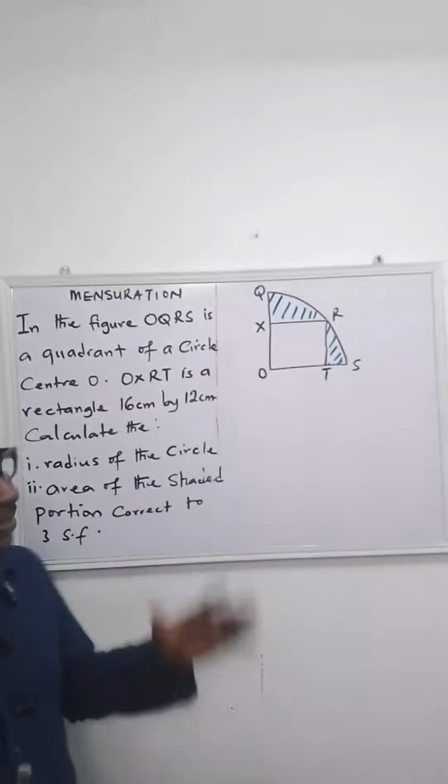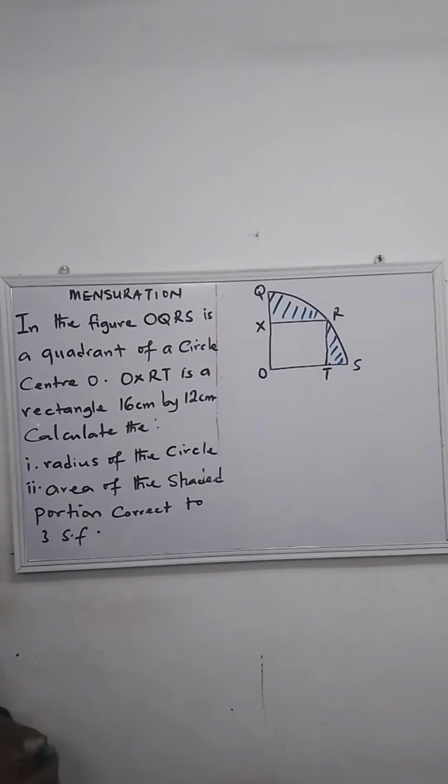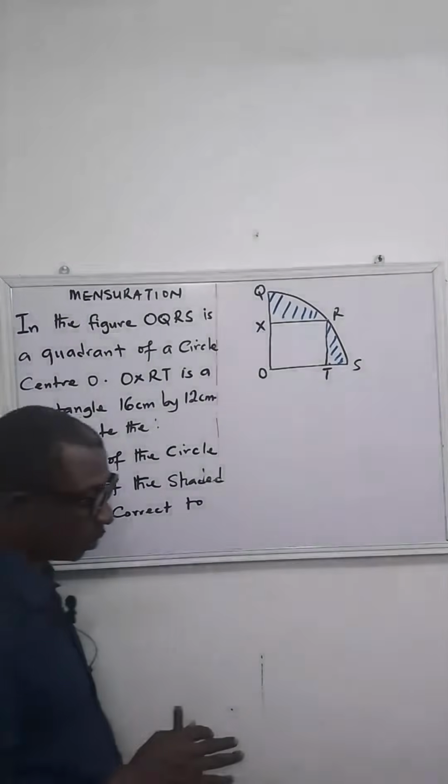Can we look at this next question? Let's see how to solve this. Now, in the figure, OQRS is a quadrant of a circle, center O. OXRT is a rectangle of dimension 16 centimeter by 12 centimeter. Calculate the radius of the circle, area of the shaded portion, correct to 3 significant figure.